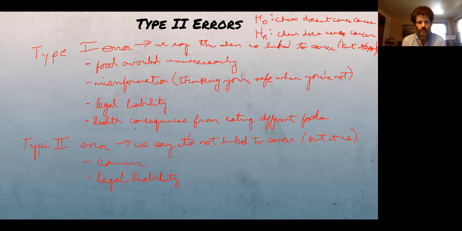Okay, and I'm sure we could come up with others, but on balance, when you look at these two outcomes, a type 1 error versus a type 2, which one seems worse to you?